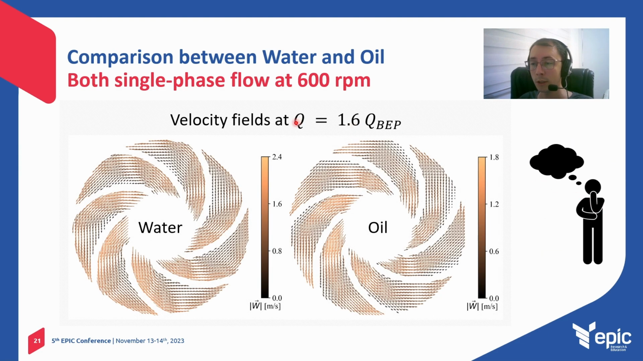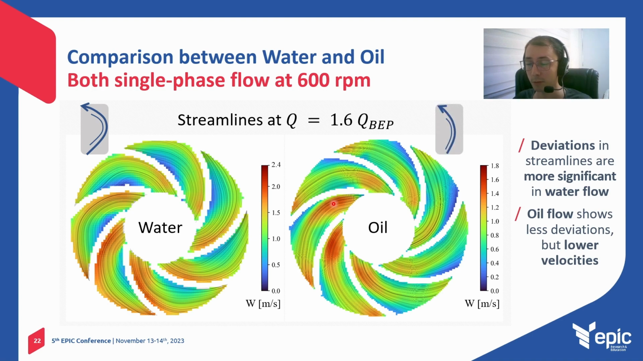Now, to conclude, we can move on to the open flow condition, which is basically 1.6 times the best efficiency point. And again, looking at the vectors at a first glance, we cannot see much difference, but this difference exists, and the streamlines help us to detect these divergences between water and oil because of viscosity.